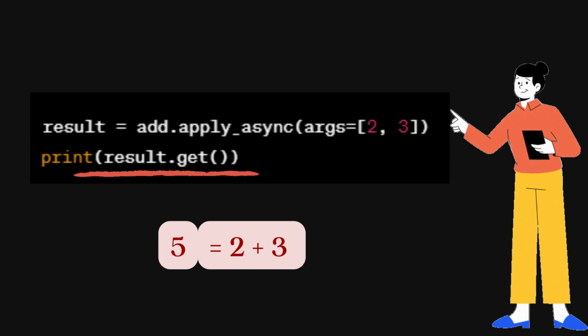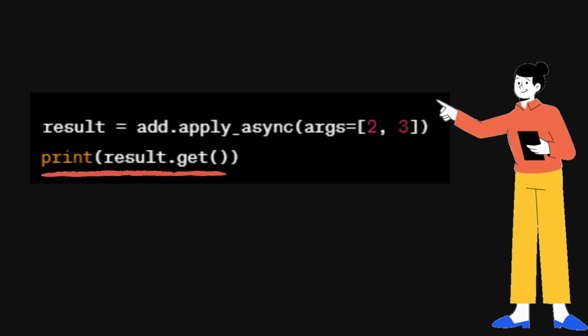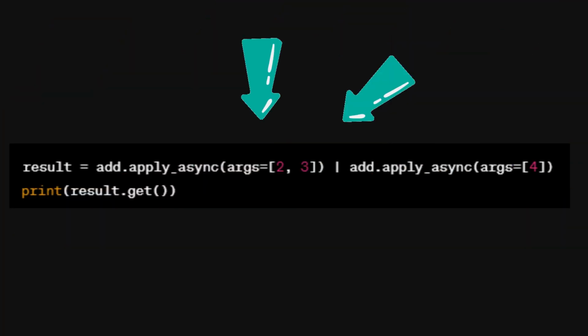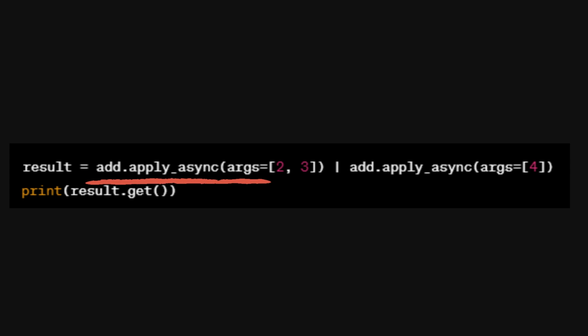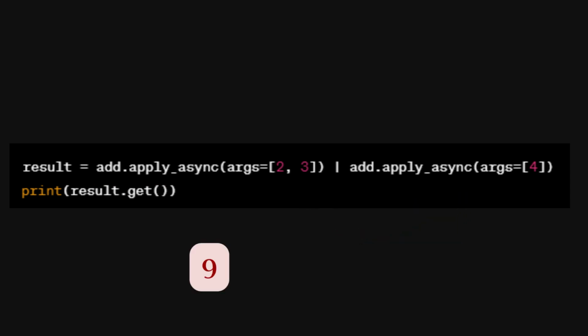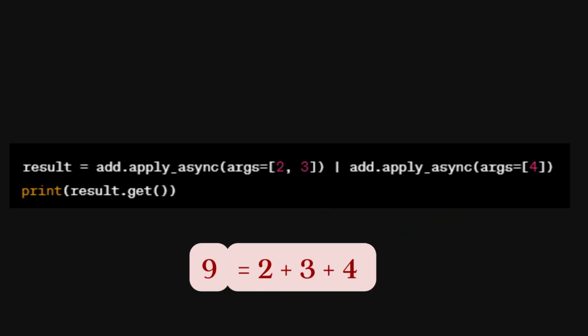We can also chain multiple tasks together by using the operator. Here's an example of how to chain two tasks together. In this example, we first executed the add task with arguments 2 and 3, and then chained the result to the add task with arguments 4. The output of this code will be 9, which is the result of adding 2 plus 3 plus 4.